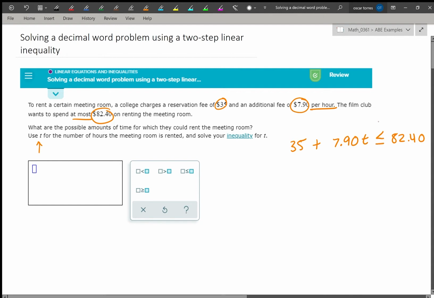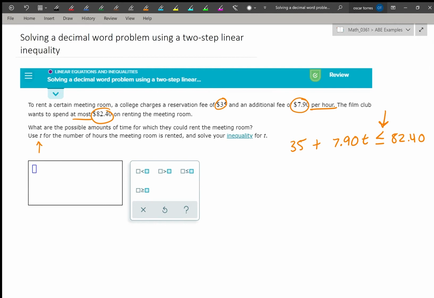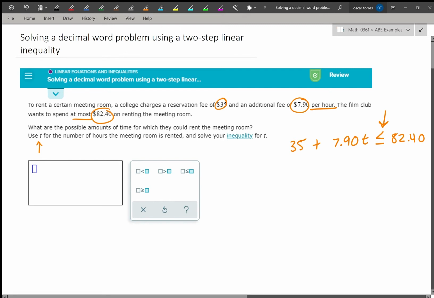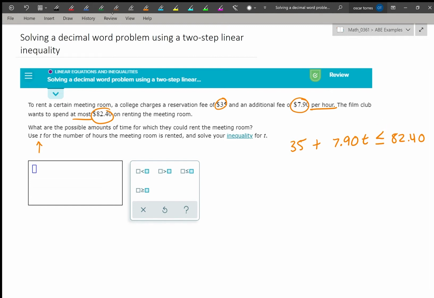And that's a key part of the problem, making sure you use the right inequality sign. Otherwise, it doesn't matter what else you do in the problem, you're going to get the problem wrong in the end. So again, at most they're spending $82.40, which means they're going to spend either $82.40, which is why I have that equal sign, or they're going to spend less than $82.40. So that's my setup. And after this, it's just a matter of solving the inequality.